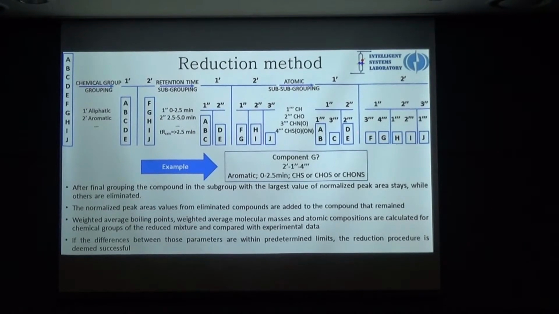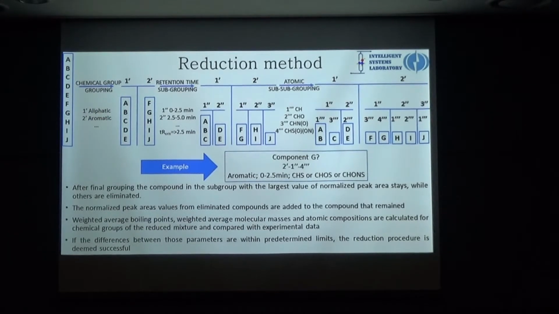Now, after this grouping, the reduction starts. After the final grouping, the compound in this subgroup which has the greatest normalized peak area remains within the subgroup, while the other components are eliminated, and their values of normalized area are added to the first component, thus increasing its relative abundance, but keeping the ratio of those abundances similar to the original mixture.